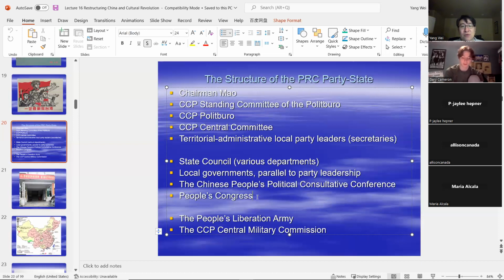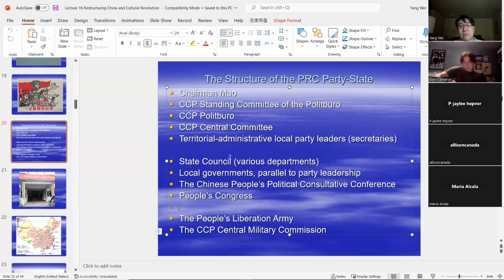So although there is a People's Congress in Beijing and a Chinese People's Political Consultative Conference, sort of like the Senate and the House of Representatives, actually all these are perfectly controlled by the party. So that's the state system. We talked about the party system, we talked about the state system, and then we're going to talk about the army system, the military system.